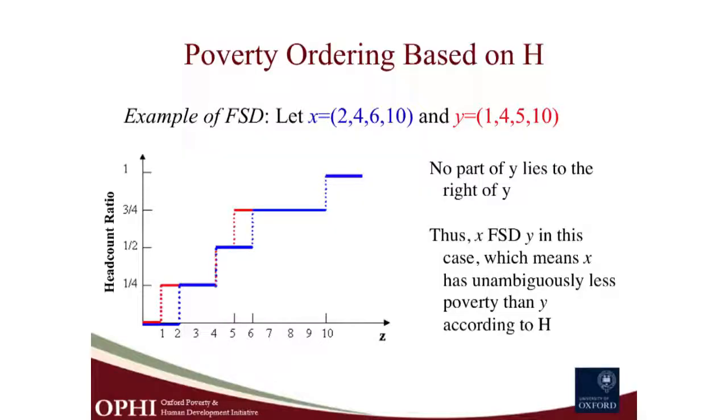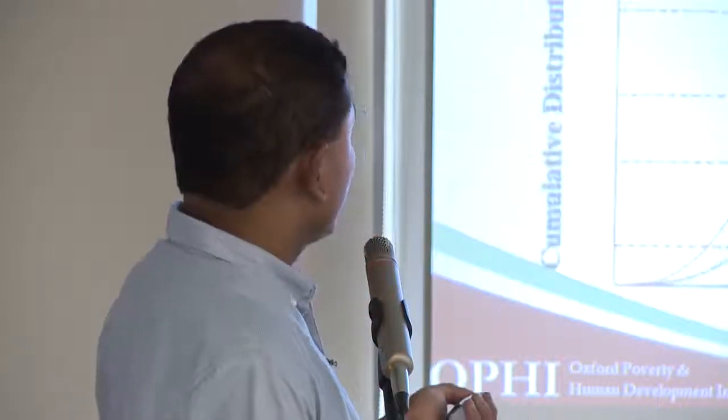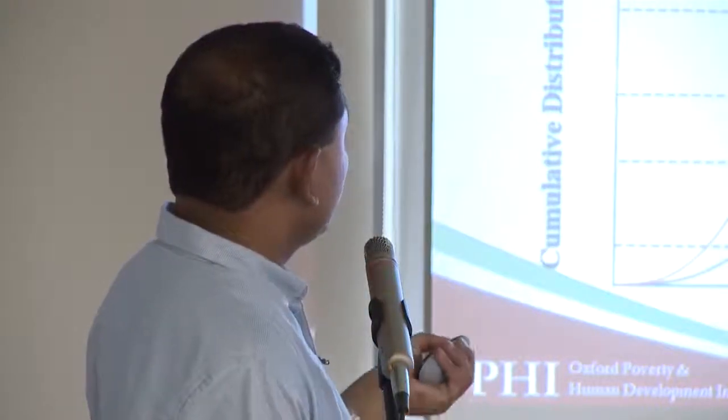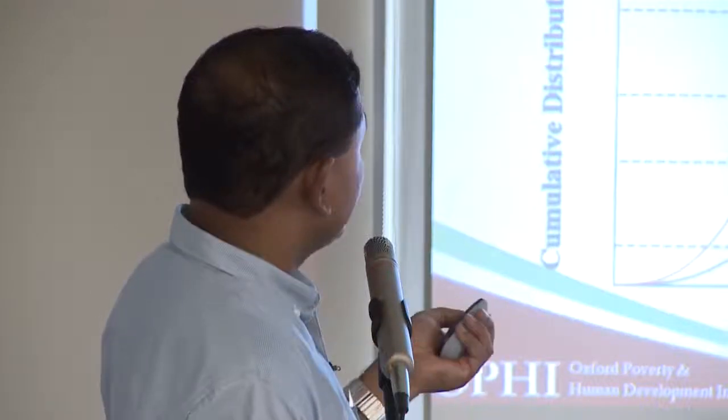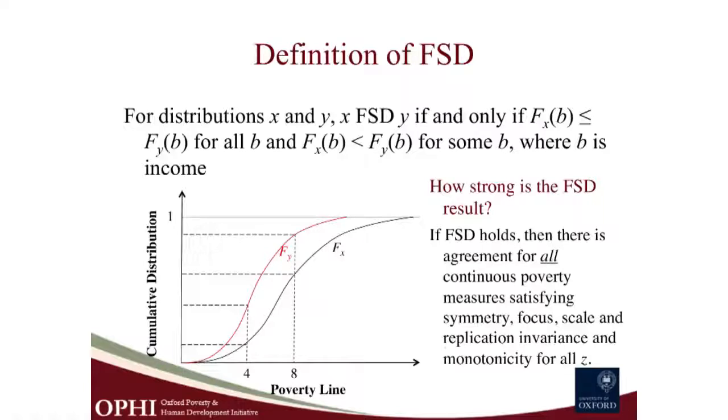If you look at these two examples, x and y, this is how you construct it for x, and for y, the red one, you construct it like this. There cannot exist any poverty line for which you are going to say that red has higher poverty than the blue. It is not possible. Okay? So this is how it looks for distributions x and y. This is the mathematical statement of first order stochastic dominance.